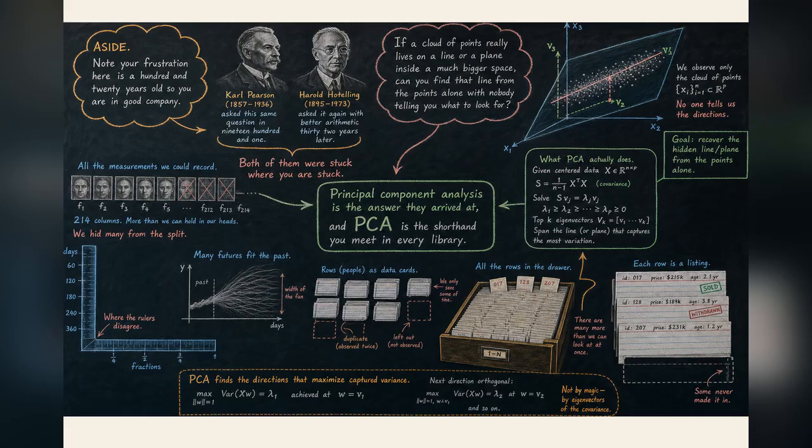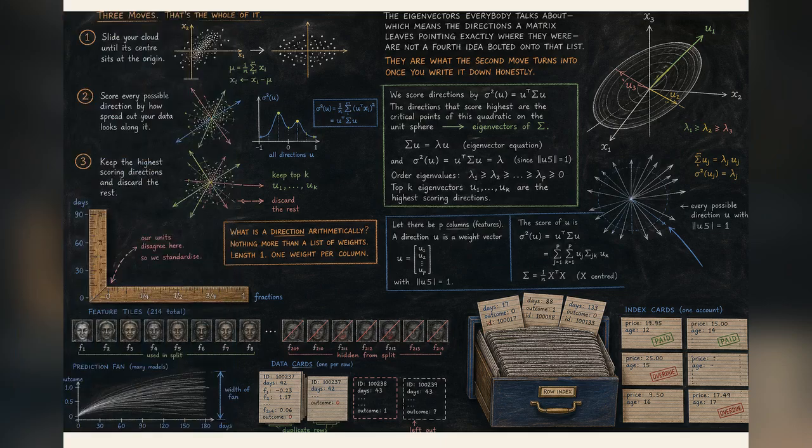Karl Pearson asked this same question in 1901, and Harold Hotelling asked it again with better arithmetic 32 years later. Both of them were stuck where you are stuck. If a cloud of points really lives on a line or a plane inside a much bigger space, can you find that line from the points alone, with nobody telling you what to look for? Principal component analysis is the answer they arrived at, and PCA is the shorthand you meet in every library.